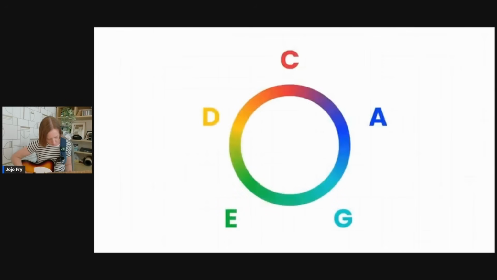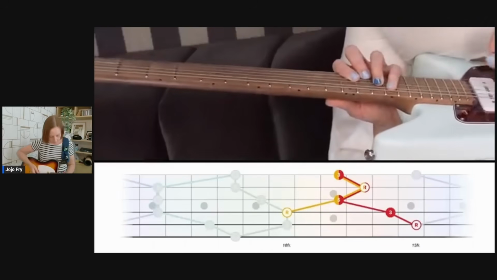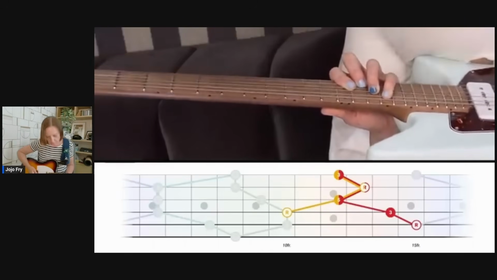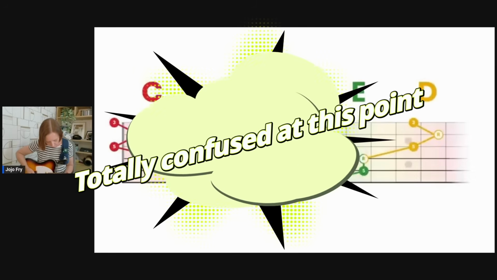So all 5 shapes connect together, and it is a beautiful circle where this D shape, notice this little triangle, connects to the high up C shape. That same triangle is at the bottom of our C shape. So there we have our 5 shapes of the CAGED system.